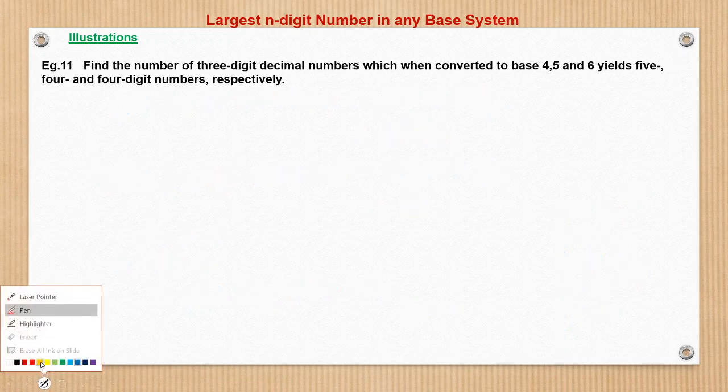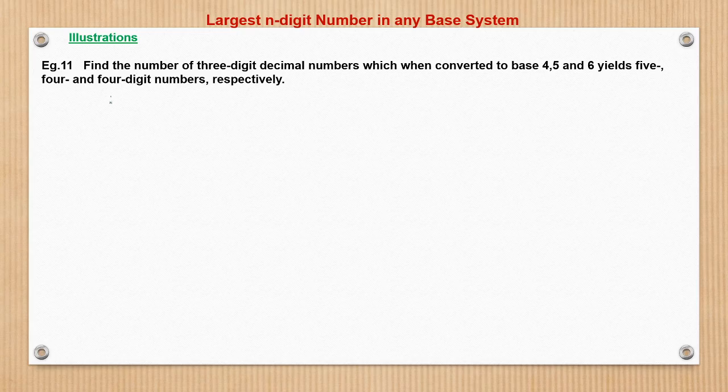Now we look at this next question. Find the number of three-digit decimal numbers which, when converted to base 4, 5, 6, yield 5-digit, 4-digit, and 4-digit numbers respectively. Okay, so this is a conceptual question again. Here it says find the number of three-digit decimal numbers. Decimal means base 10 numbers, which when converted to base 4, 5, 6.